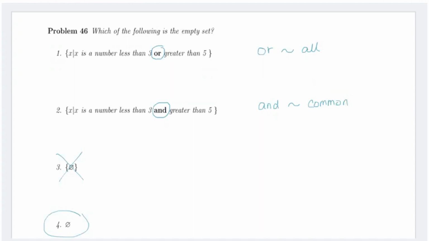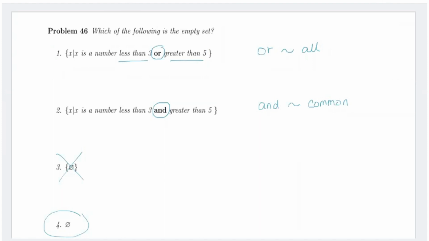All right, so let's look at number one. A set X is the set of X such that X is a number less than 3 or greater than 5. One or another: less than 3 or greater than 5. What are those numbers? Can you find a number less than 3 or greater than 5? Let's see. What do you think?